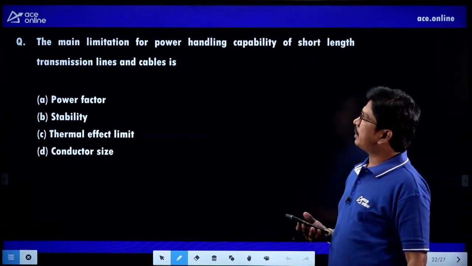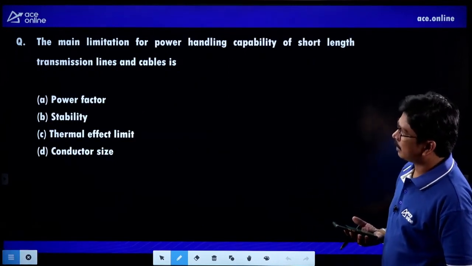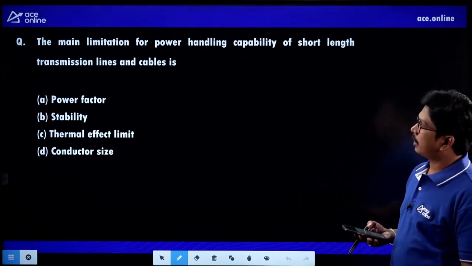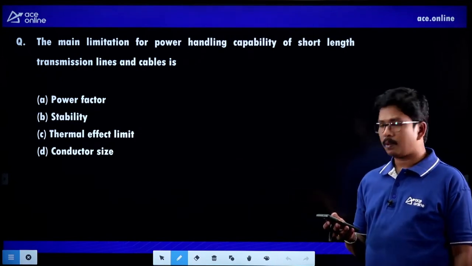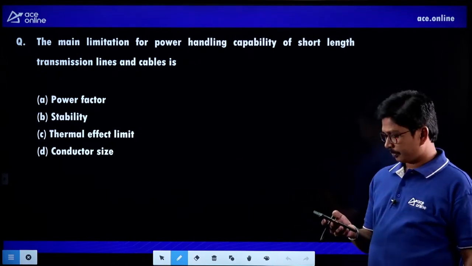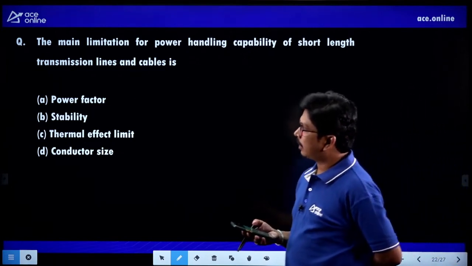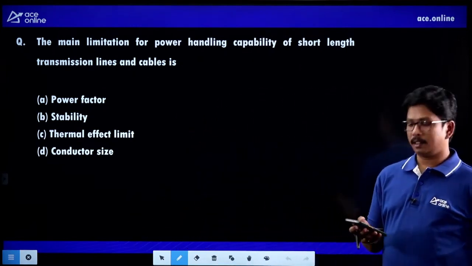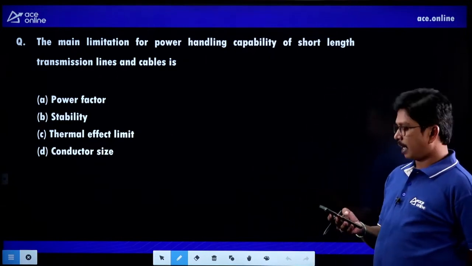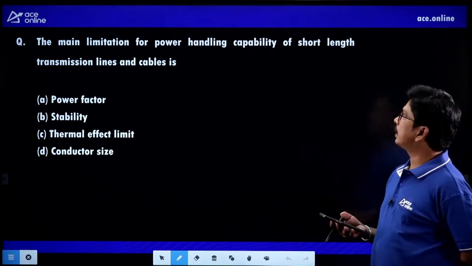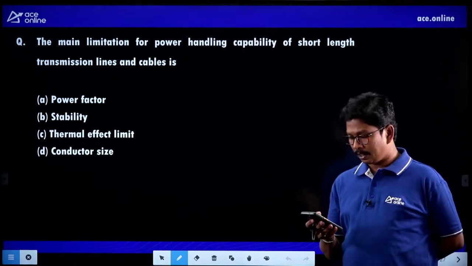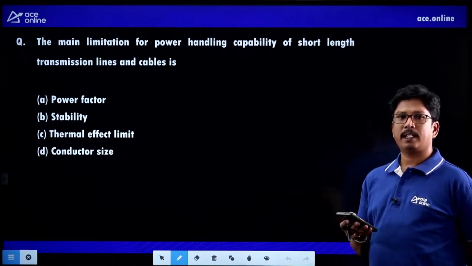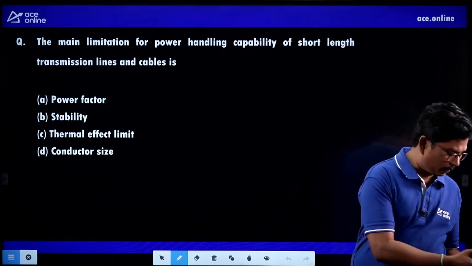The main limitation of power handling capability of short length transmission lines and cables. So what is the main limitation of the power handling capability of short length transmission lines and cables? Tell me, students. They are asking here, is it the power factor, stability, thermal effect limit or conductor size? Akshara Creates has given it very good, perfect. It is option C. It is thermal effect.